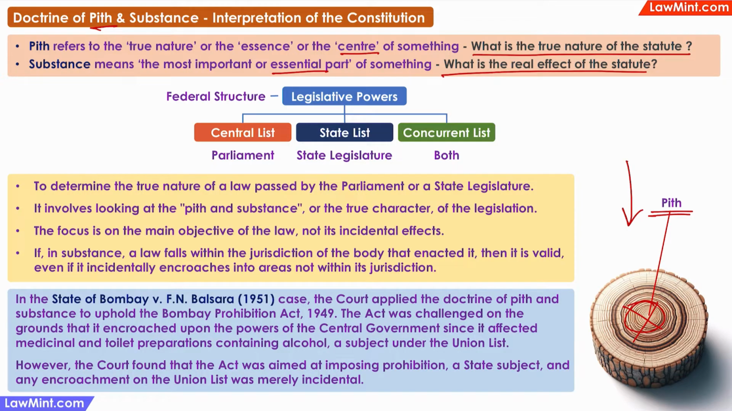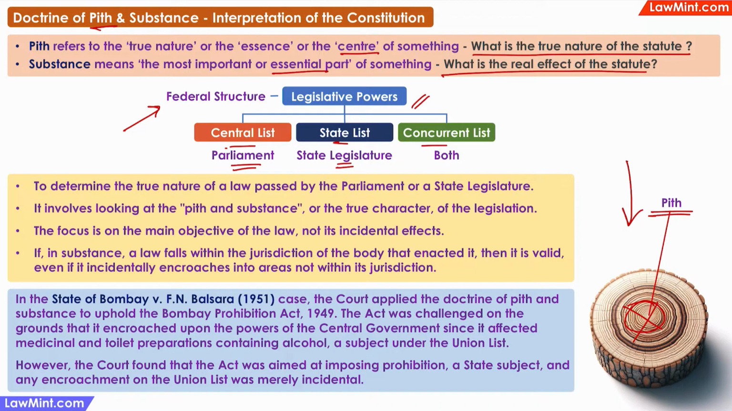When is this doctrine of pith and substance actually used? To answer this question, you have to understand the federal structure of India. The Constitution gives the power to make laws, which are the legislative powers. These legislative powers are divided between the central legislature, which is the parliament, and the state legislatures. The 7th schedule of the Constitution has 3 lists: the state list, the central list, and the concurrent list.